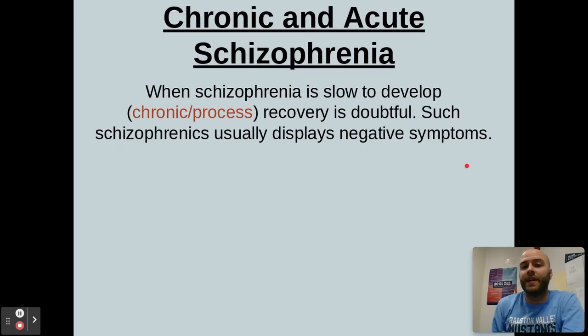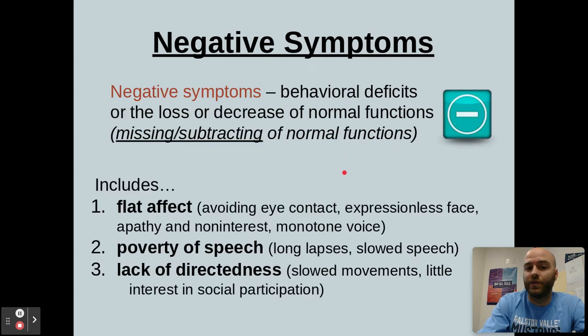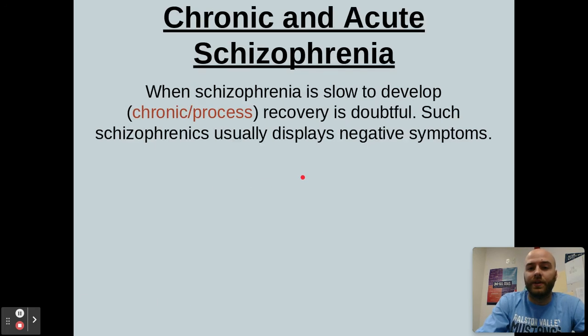So there's chronic and acute schizophrenia when we talk about these two. When schizophrenia is slow to develop, it's a chronic process over time. Recovery oftentimes is doubtful from this. It takes a long time to develop, so it's hard to overcome. Such schizophrenics usually display negative symptoms. Those negative symptoms are harder to overcome. These negative symptoms of flat affect, poverty of speech, lack of directedness, oftentimes are harder to treat and harder to come back from.